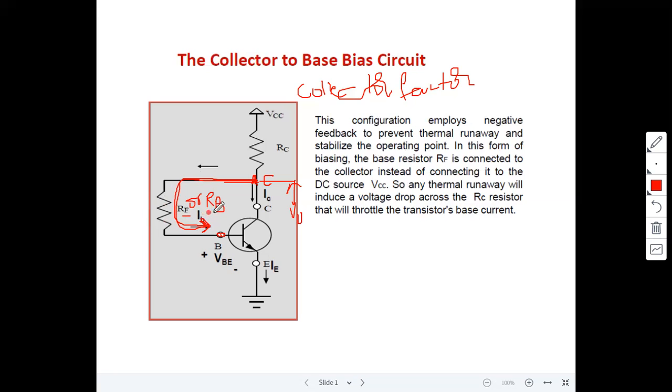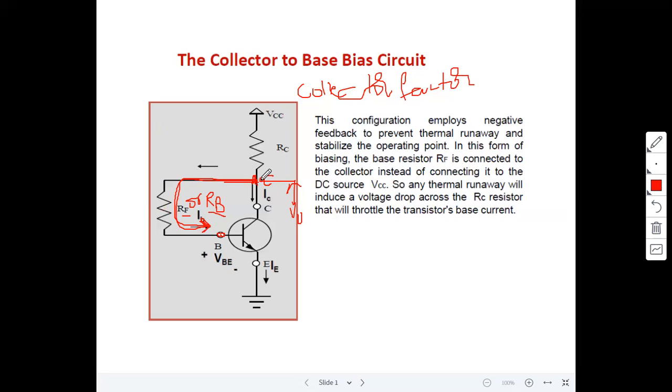Or, as usual, it is normally connected to the base. That's why it is called the base resistor, RF or RB. In fixed bias, this RB resistor is directly connected to the VCC. That is what we saw in the first bias circuit, the fixed bias circuit. Now, instead of connecting to the VCC, this RB is connected to the collector node.